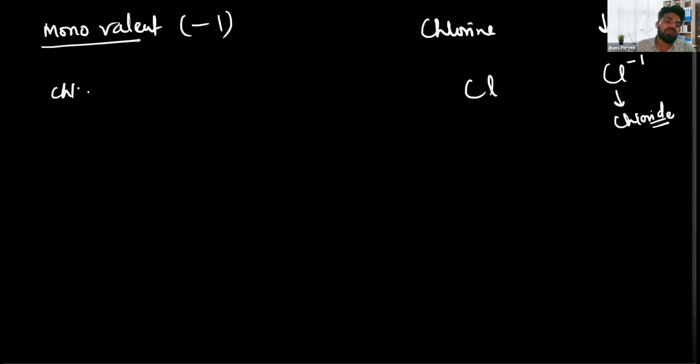Now we are going to discuss monovalent species with negative valency, that is, -1 valency. Keep in mind that chlorine as an atom is Cl, but when it acquires a negative charge, Cl with -1, it becomes chloride, a negatively charged species. So chloride is Cl -1. Bromide is Br -1.